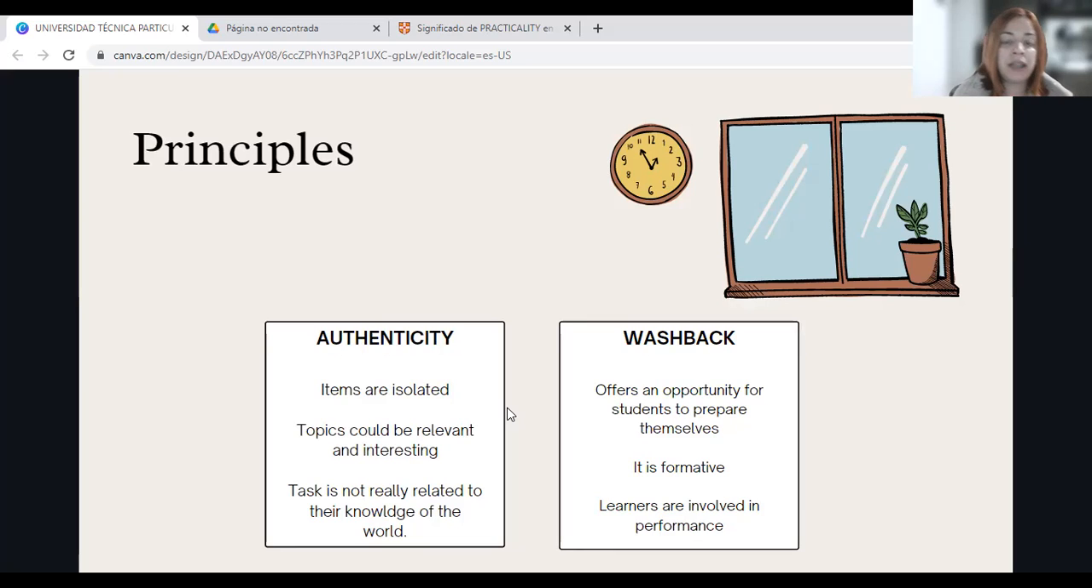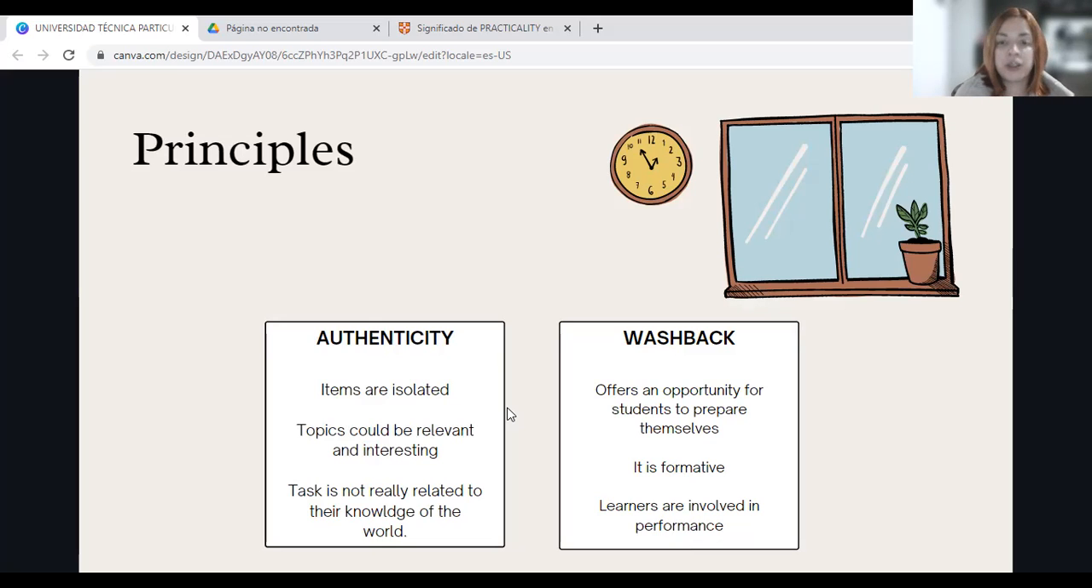Topics could be relevant and interesting. Biology tends to be a subject that can be interesting if the teacher approaches or teaches it in an interesting way. But the task is not really related to their knowledge of the world. As I said, items are isolated, so maybe using these statements as a problem that they have to solve to give a real solution to a real problem might be more positive for students.